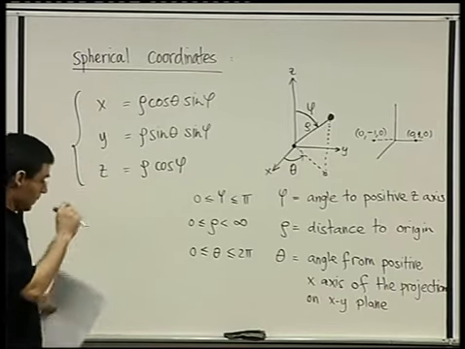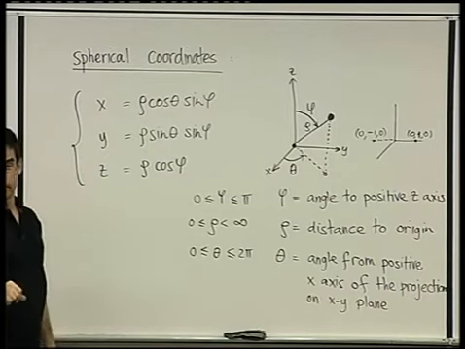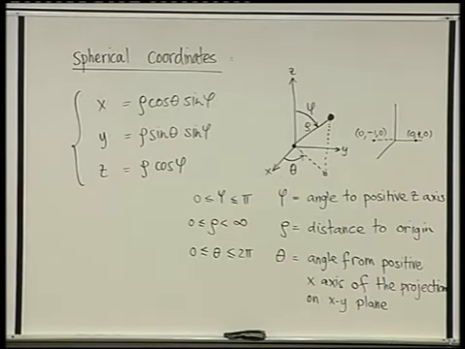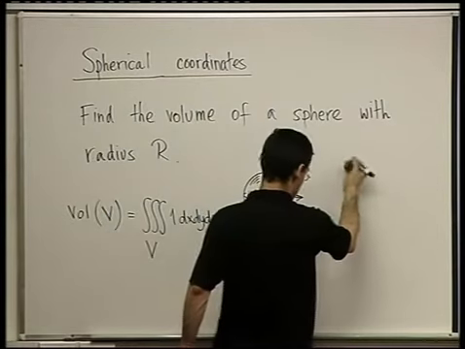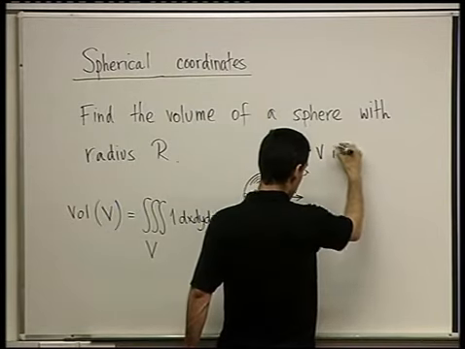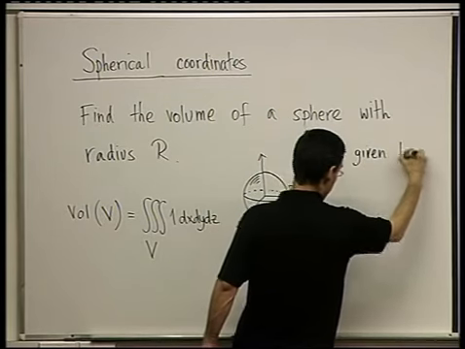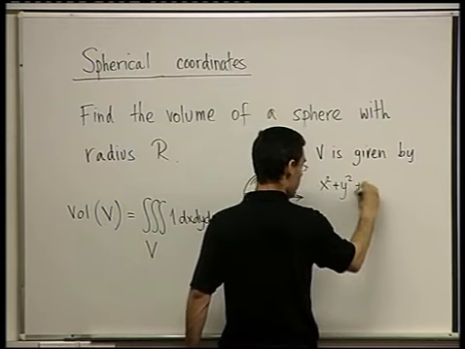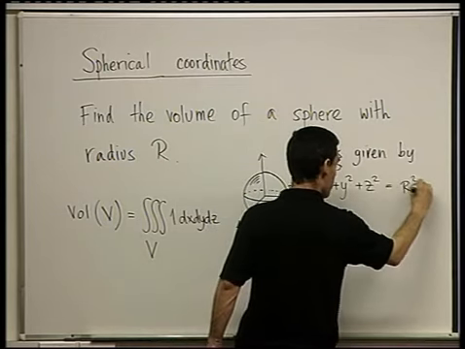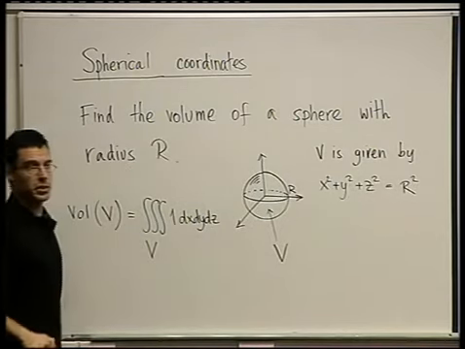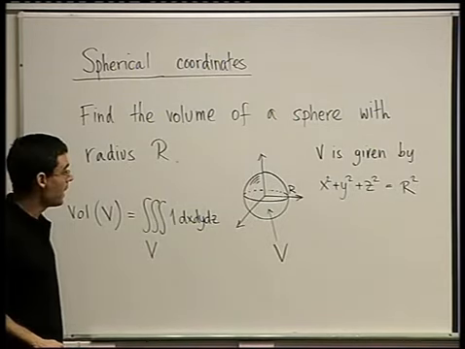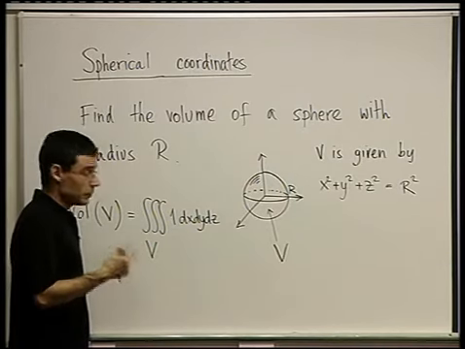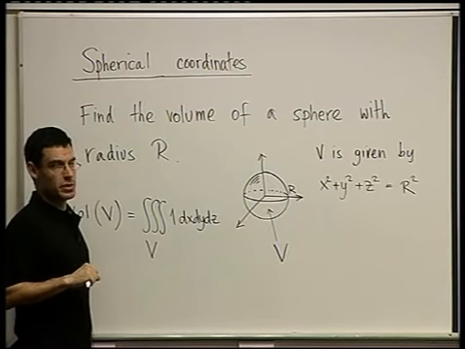Okay. Now, what is a sphere? A sphere of radius r. So back to our original problem. We want a sphere of radius r. In x, y, and z, the sphere is given by x squared plus y squared plus z squared equals r squared. That's the equation of a sphere of radius r. Do you agree? Okay. What is the sphere going to be in spherical coordinates? What's the equation of the sphere going to be?